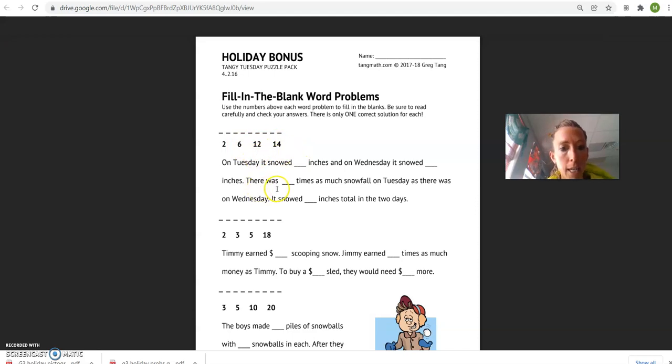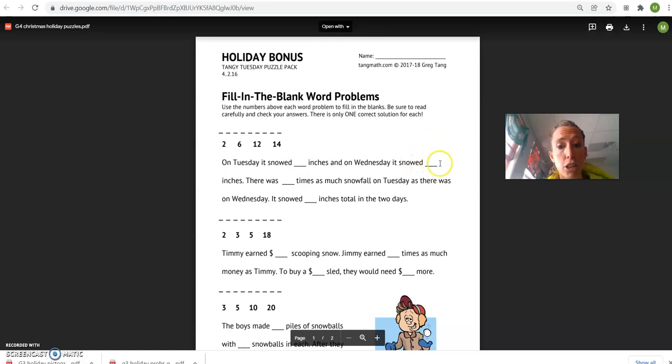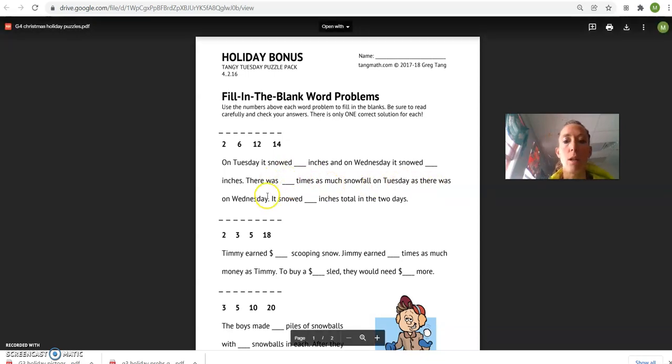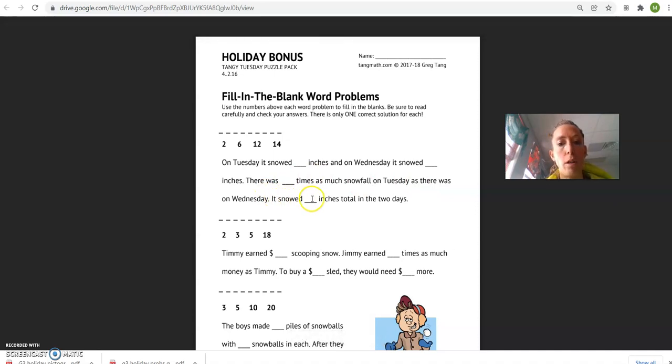But if you keep reading, it's going to tell you some more information to know which numbers you should be choosing. There was 2 times as much snowfall on Tuesday as there was on Wednesday. So I started out by putting 12 inches on Tuesday and 6 inches on Wednesday. And I'm like, oh, that works, because then I can use the 2 right here, because that would be 2 times as much snow on Tuesday as there was on Wednesday. But then it says it snowed 14 inches total in the 2 days. So then I put, oh, great. Well, 12 plus 6, that doesn't equal 14, my last number.